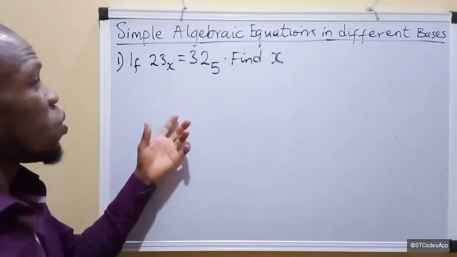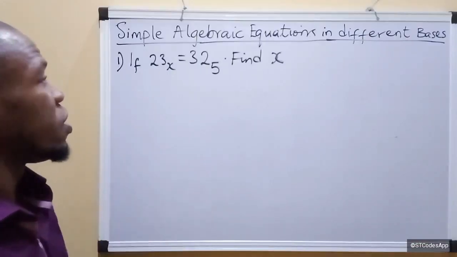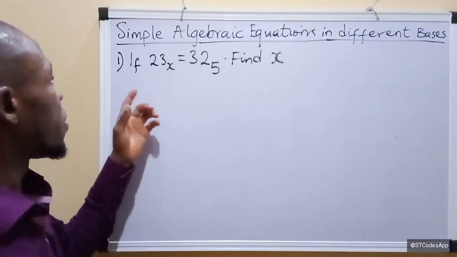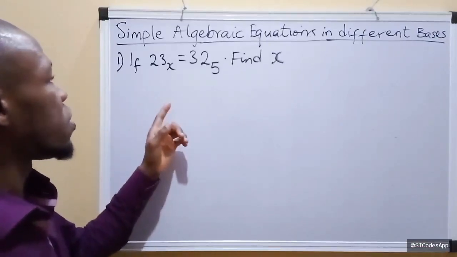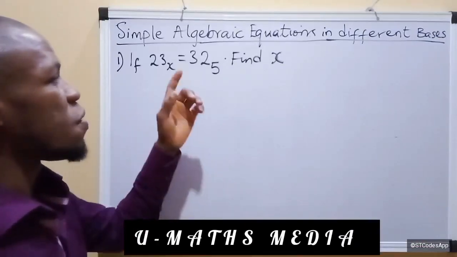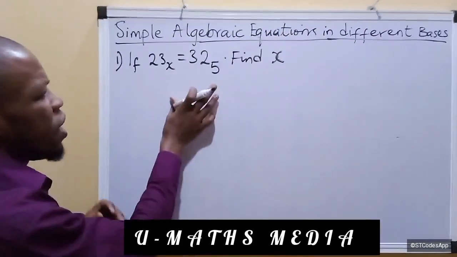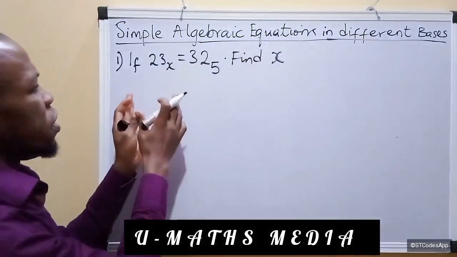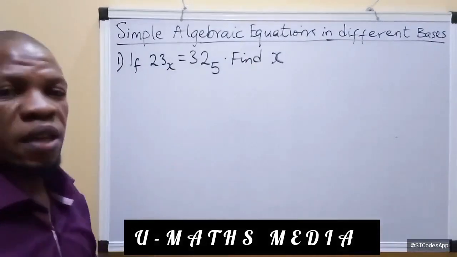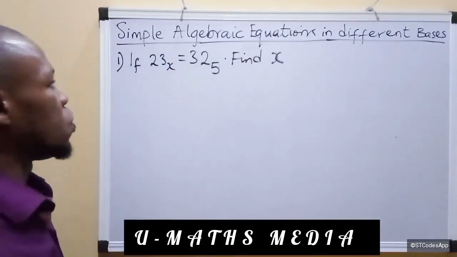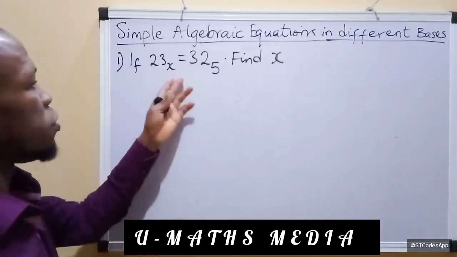The first algebraic equation we'll be considering today in number bases is: if 23 in base x is equal to 32 in base 5, find x. Now what we'll do here is convert each of these to base 10, and then we can find the unknown, which is the base of 23.